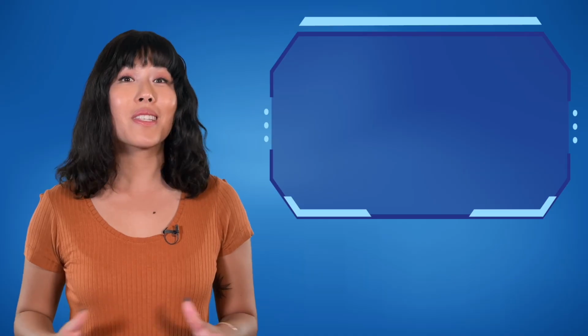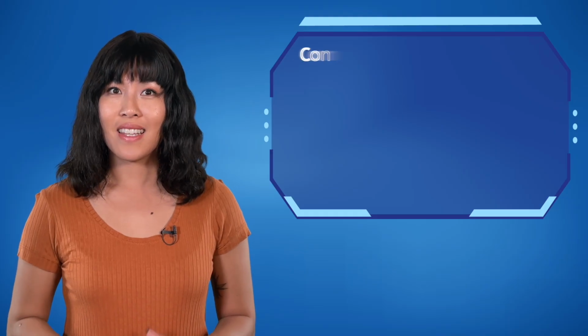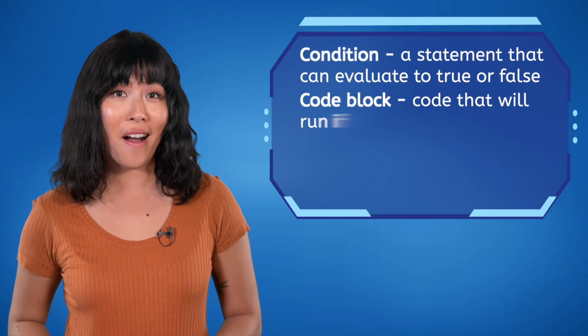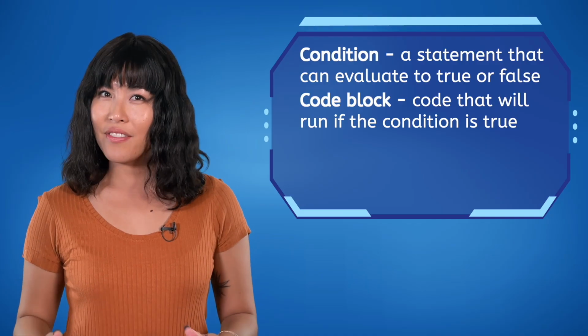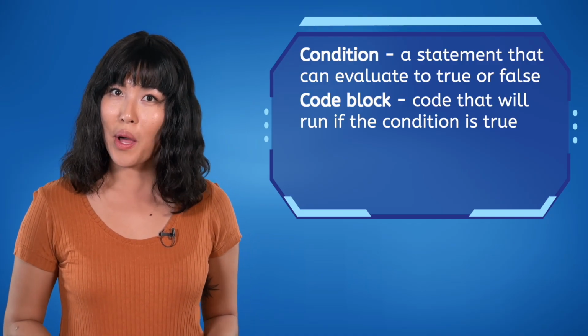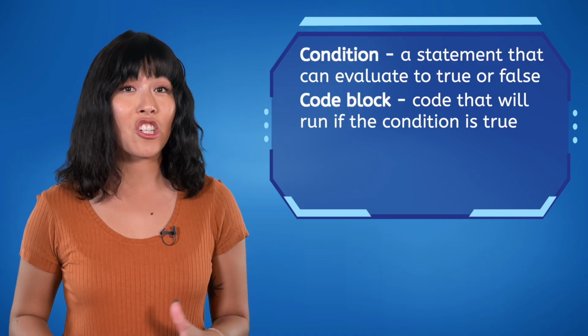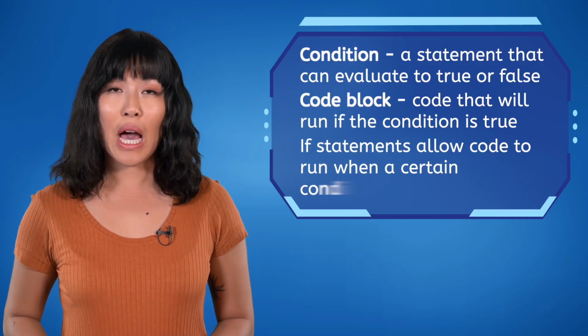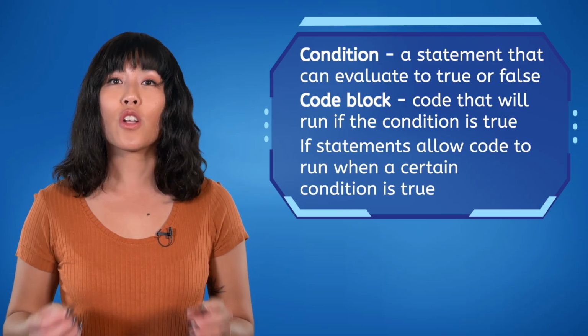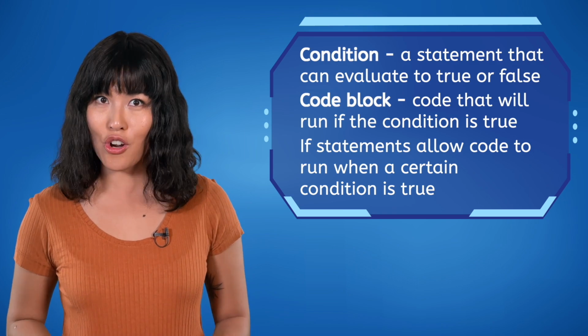If statements are a simple tool that help us make countless decisions in code. There are two parts to an if statement: the condition and the code block. If the condition is true, the code block runs. If the condition is not true, the code block will be skipped. If statements allow our code to make choices and run only when certain conditions are true.